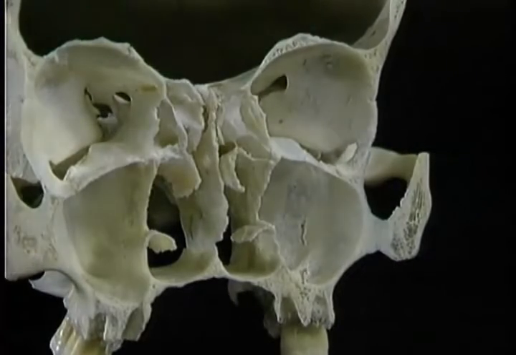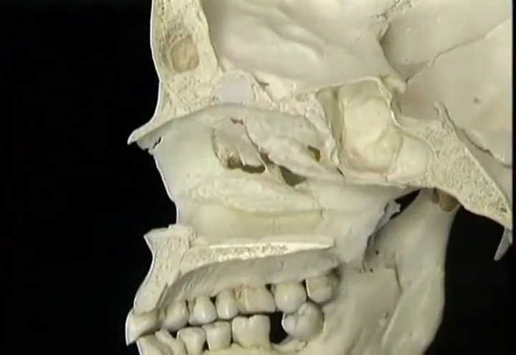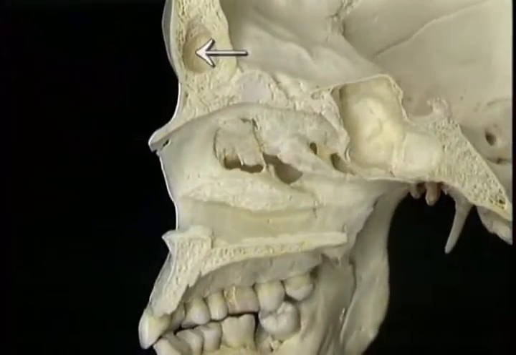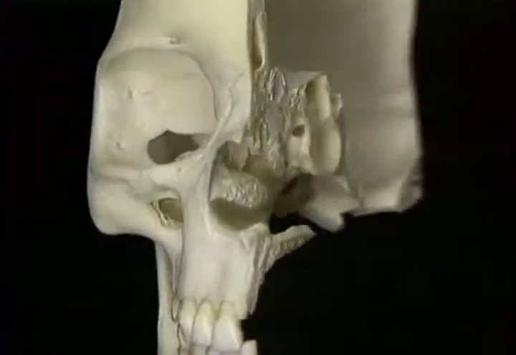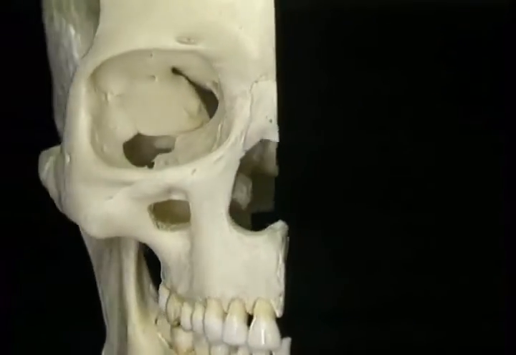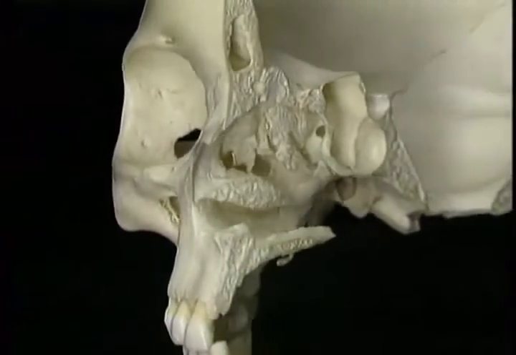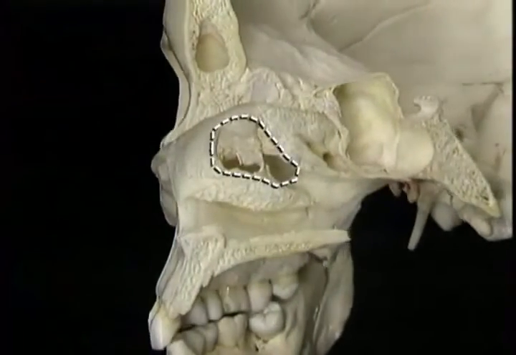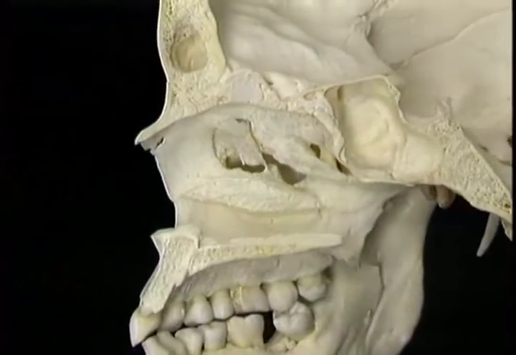bone behind. Now that we've seen the ethmoid bone, we'll return to the cavities for the paranasal sinuses and see how they connect with the nasal cavity. We'll look at the openings for the frontal and maxillary sinuses first. Here's the frontal sinus cavity. Here's the maxillary sinus cavity, seen through an artificial opening.